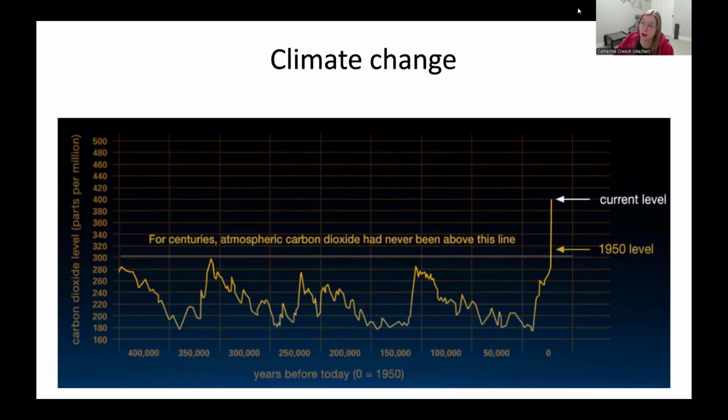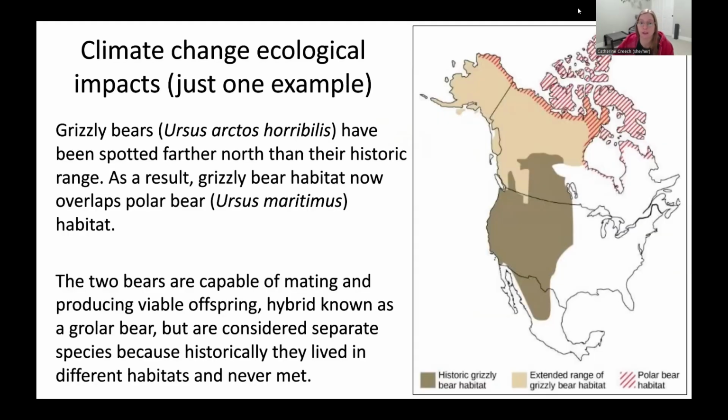There are effects right now that we can see with biodiversity. For example, we have range change. So grizzly bears have historically been up farther north than they used to be. Here on this map, we have our polar bear habitat way far north. Then we have our historic grizzly bear habitat. And now this tan color is the extended grizzly bear habitat. So the grizzly bears are moving more north to try and get into cooler, less variable habitat because the habitat here is changing and a lot more erratic than it historically used to be.